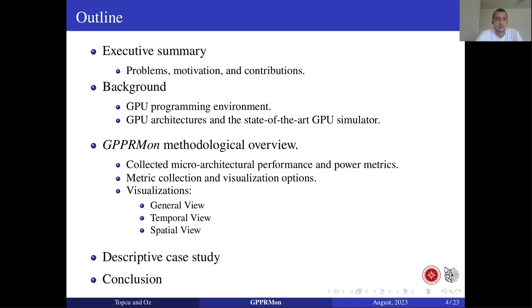the microarchitectural and performance metrics collected by GPPRMon. Then I will continue with the metric collection and visualization configurations of GPPRMon. GPPRMon includes general view, temporal view, and spatial view options. Then I will give you a descriptive case study which exemplifies how to use GPPRMon and how to extract the performance bottlenecks empirically. Then I will conclude my presentation.